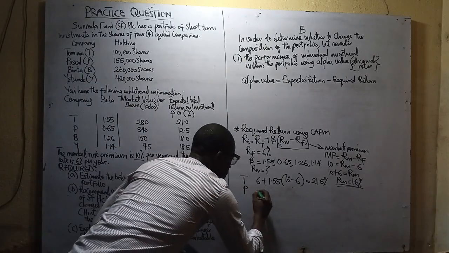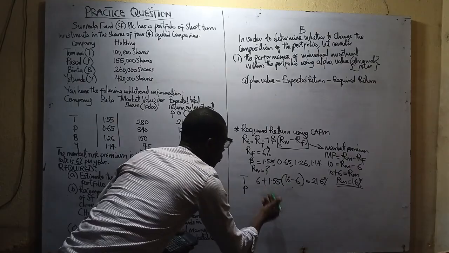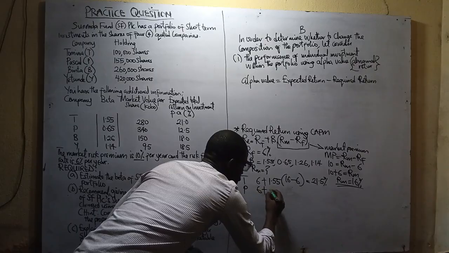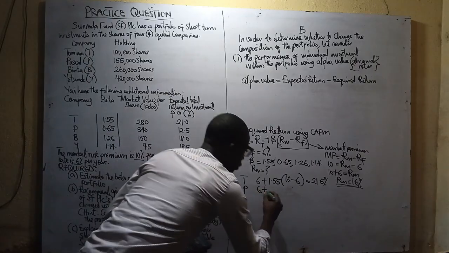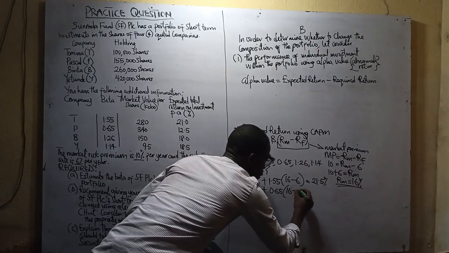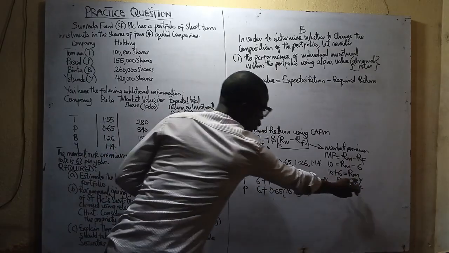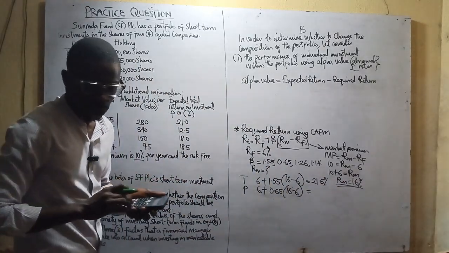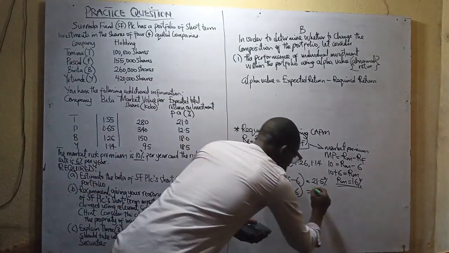So for the next investment, P. Our risk-free rate is 6%. Our beta is 0.65. 16 minus 6. So it's this 16 that we have calculated here. What would that give us? What would that give us? 12.